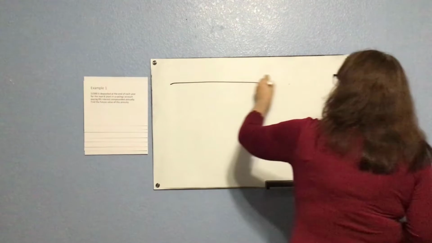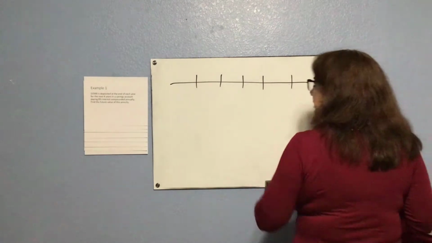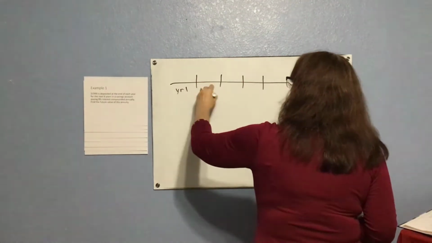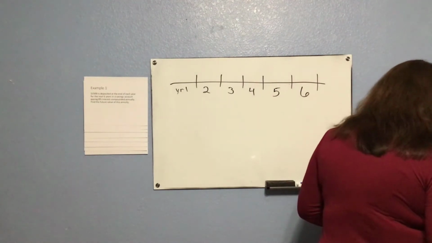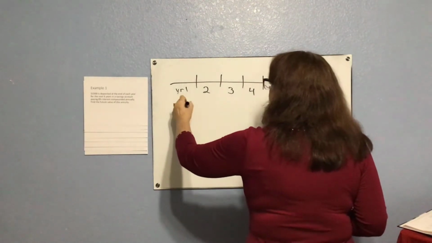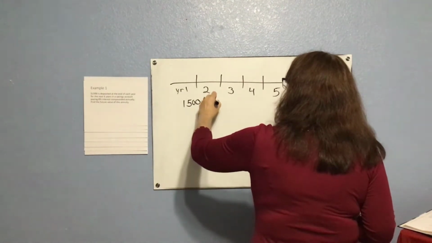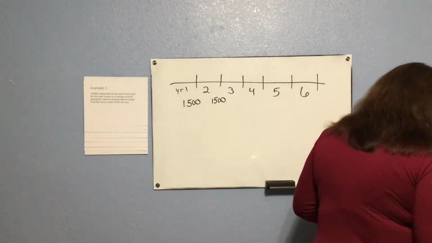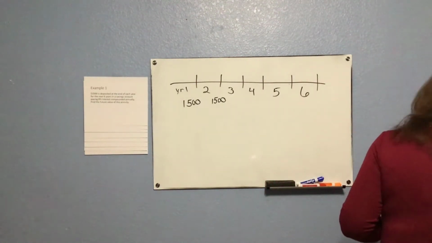Well, if we draw a little timeline, and we've got 6 years, so this is year 1, 2, 3, 4, 5, and 6. And what happens here? At the end of year 1, we deposit $1,500. At the end of year 2, another $1,500, and so on. Okay, now I want to find the future value of this annuity.